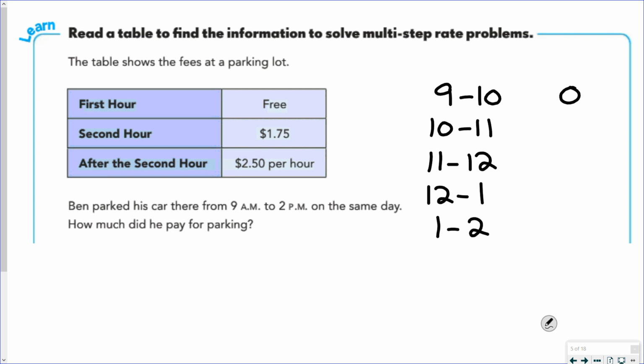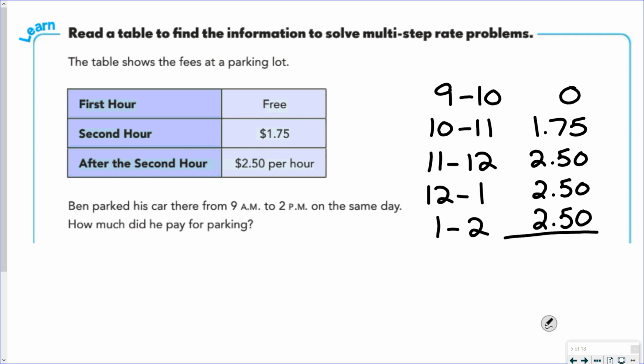10 to 11 would be the second hour, and the second hour charges $1.75. And then after the second hour, it's $2.50 per hour. So for each additional hour, you're being charged $2.50. Add all those together, and you would find that you are charged $9.25.